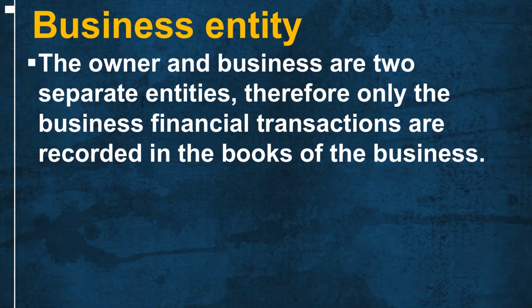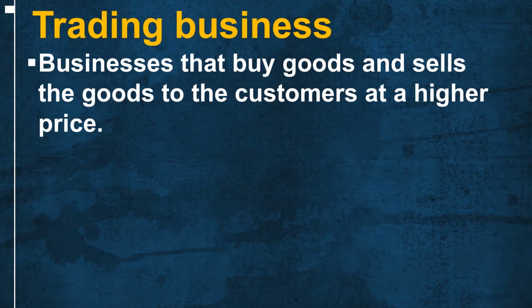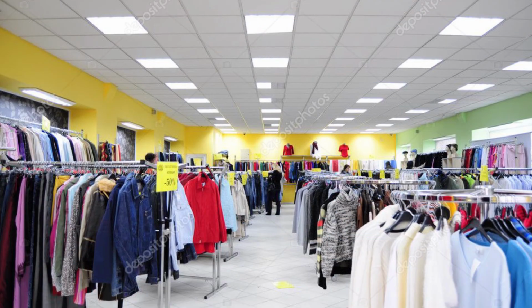There are two kinds of business activities, namely the trading business and the service rendered business. When we talk about a trading business, we are referring to businesses that buy goods and sell the goods to the customer at a higher price. For example, clothing shop and grocery shop.